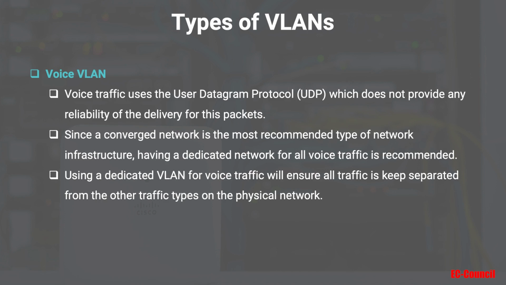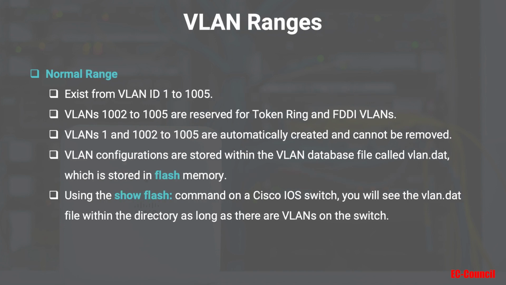Since a converged network is the most recommended type of network infrastructure, having a dedicated network for all voice traffic is highly recommended. Now, it doesn't make sense to create a whole physical network for your voice traffic, but we can create a voice VLAN within our existing network infrastructure. This will ensure all the voice traffic is kept separated from all other traffic types on the physical network. When it comes to VLANs, we have two ranges.